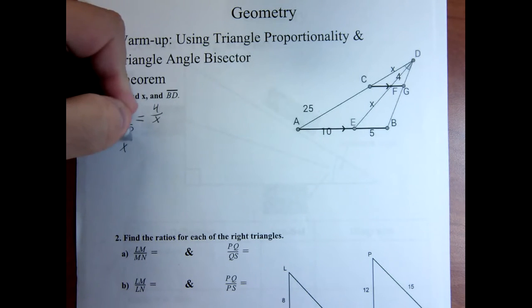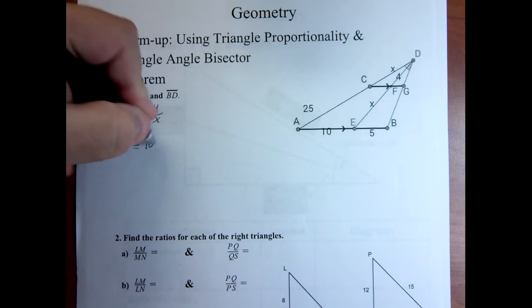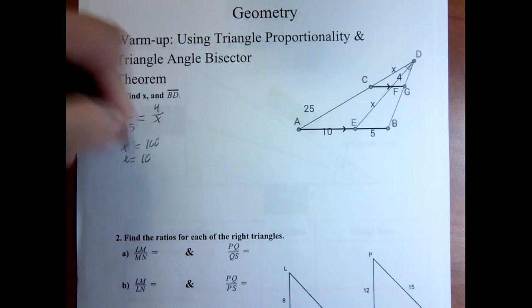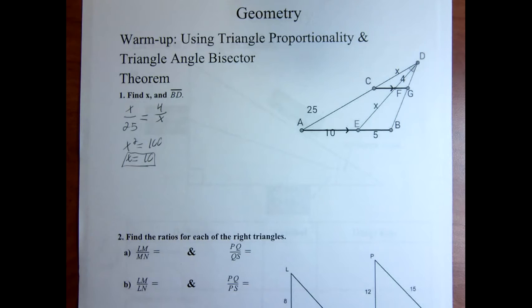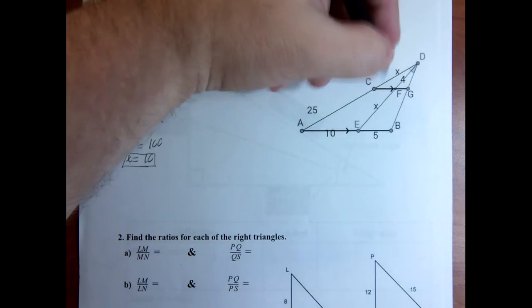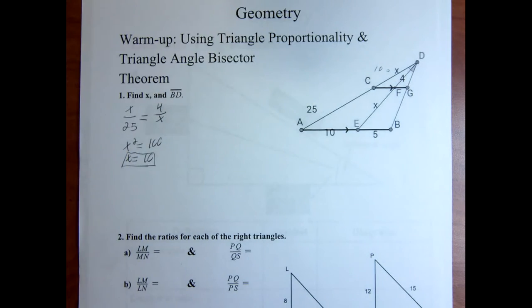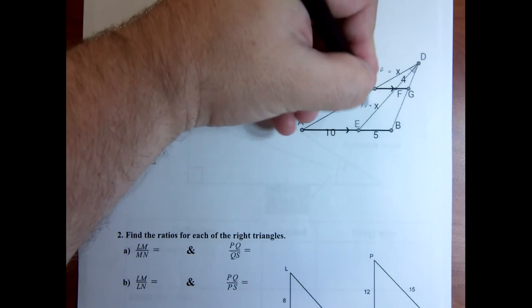Cross multiply, we get x squared equals 4 times 25 is 100. Therefore x must be 10. There's our first. So now we know that x is 10. Put that in. And here as well, I suppose.